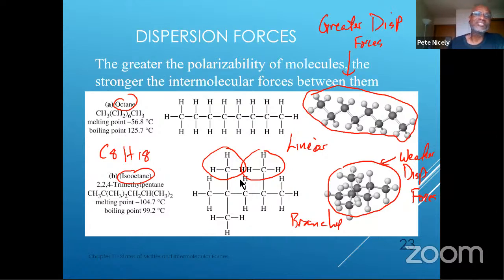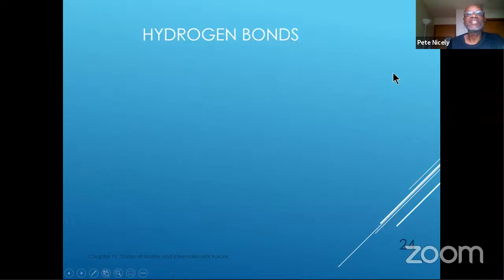Okay, so this is just mentioning something I said before. I don't think this is really applicable to what we were talking about here, because the polarizability has very little to do with the difference between the boiling points or melting points between these two molecules. So let me move to the next slide.